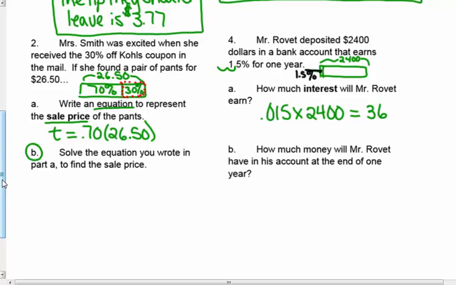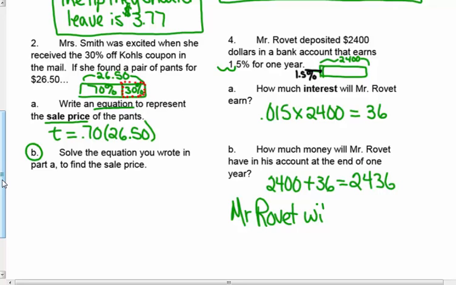So, how much money will Mr. Ove now have in his account at the end of the 1 year? Well, he started with the $2,400 and he added to it that $36, which was 1.5% interest. So now his account is going to be worth $2,436. So Mr. Ove will have $2,436 in his account.